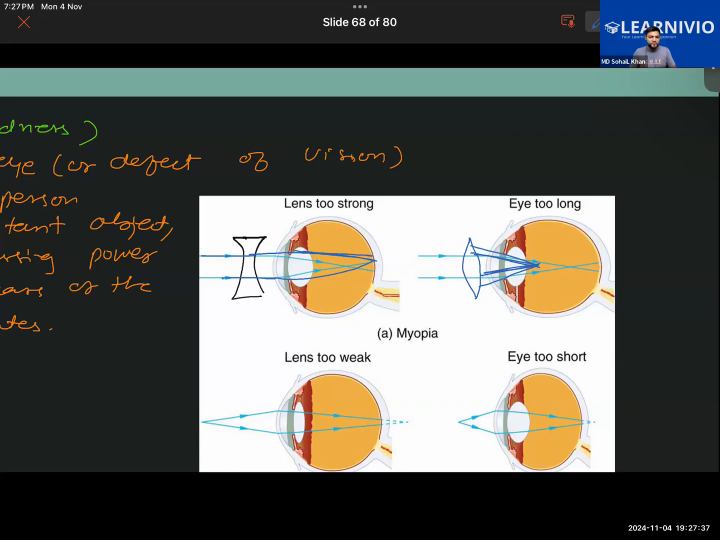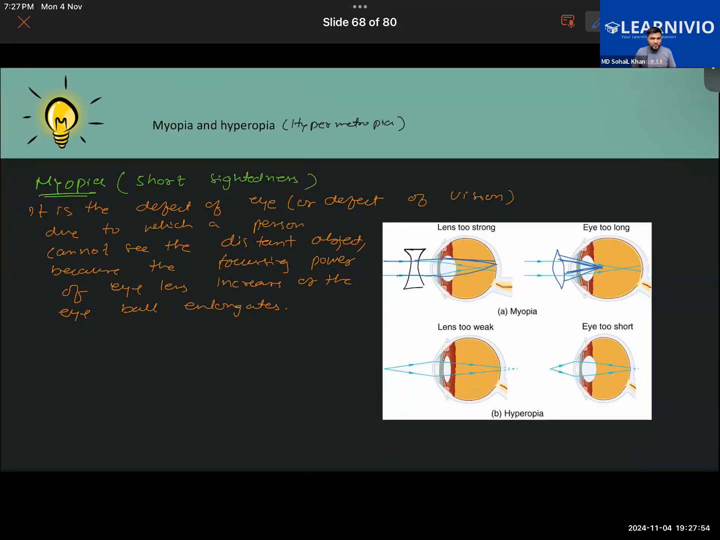They converge the rays of light, while the concave lens diverges the rays of light. So the rays of light were meeting at this point. With the use of spectacles having concave lens, the rays of light will diverge further to meet at this point. Is that clear, or are you guys getting confused?